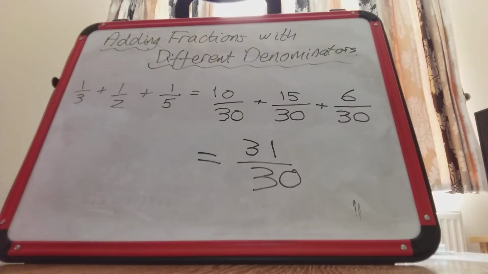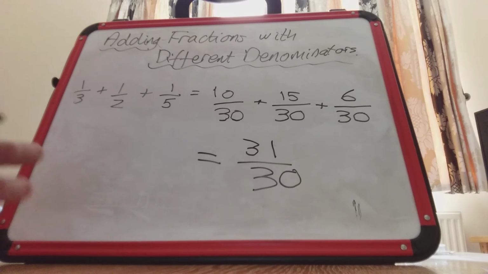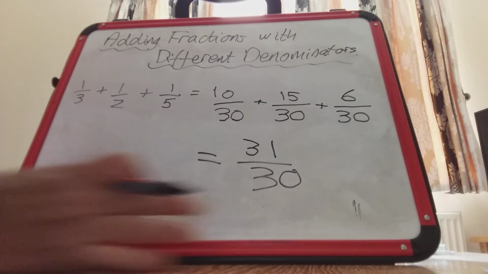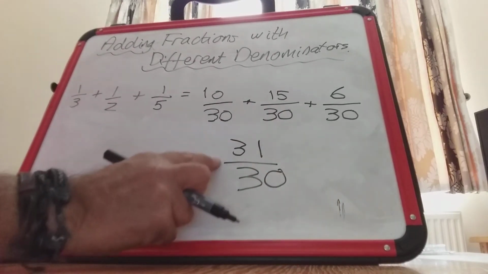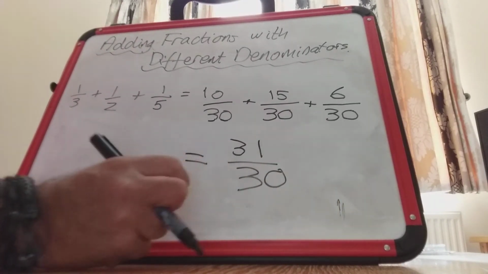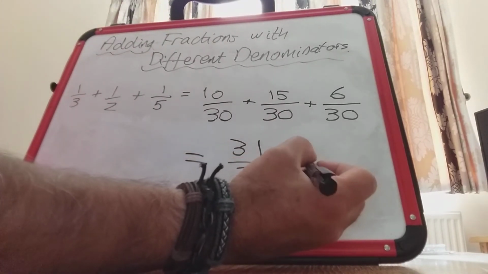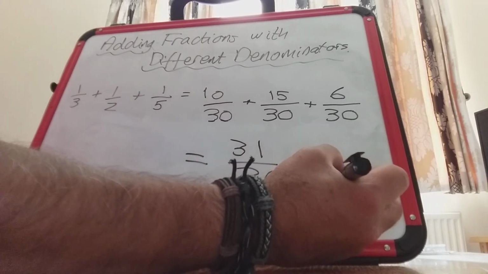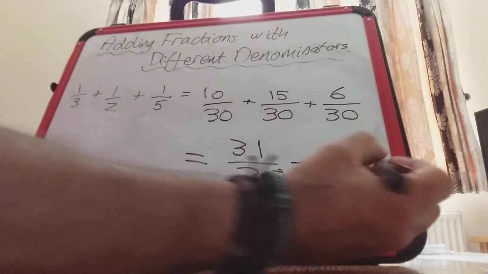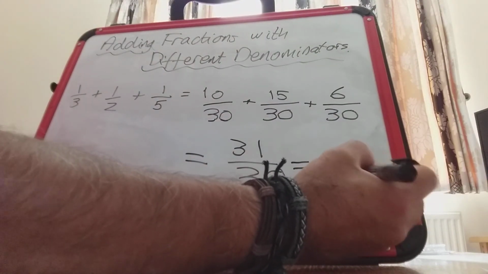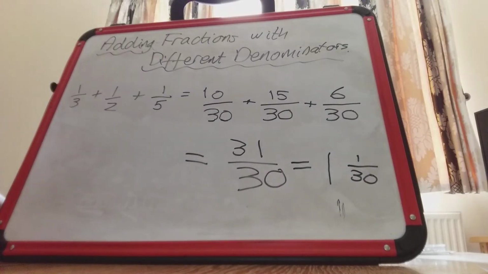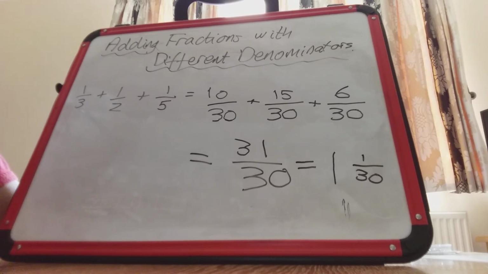31/30ths. Now at this point some of you are thinking, wait a minute, the numerator is bigger. Okay, it is, yeah. So now if you wanted to, you could leave it like that and that would be correct, but 31/30ths is one whole one and just one 30th. Okay, hope that's all right.